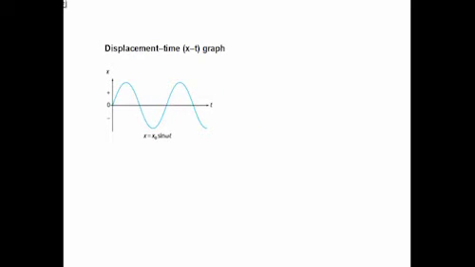Now the displacement-time graph looks like this. It is a sine function because we have the sinusoidal wave, so that's why the graph can be represented by a sine or cosine function. Here our y-axis is representing the displacement x. Above the equilibrium point we have the positive direction of displacement, and here we have the negative direction. Our x-axis is representing t, and this is the equilibrium point and this is our maximum displacement.